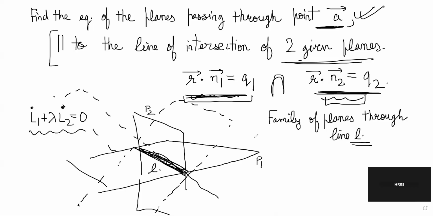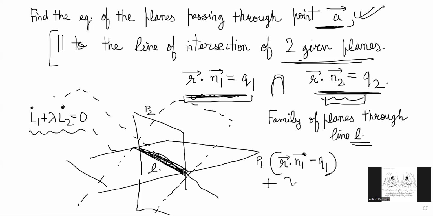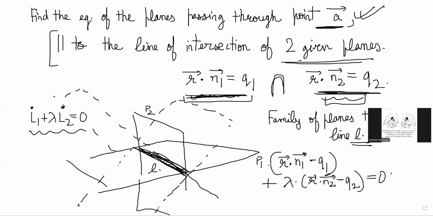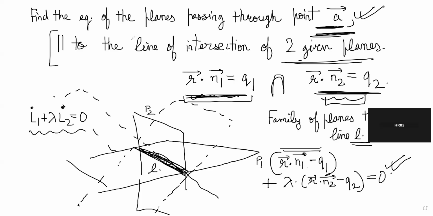So the equation of the family of planes will be R dot n1 minus q1 plus lambda times R dot n2 minus q2 is equal to 0. Does everyone understand what we are doing? This is a family of planes that is going through the line of intersection of the two planes, and it will represent different planes depending on the value of lambda. Now from here, what I also have to ensure is that whatever plane I have, it will pass through A.